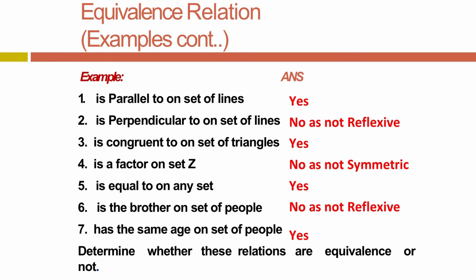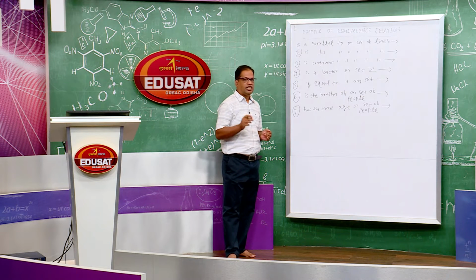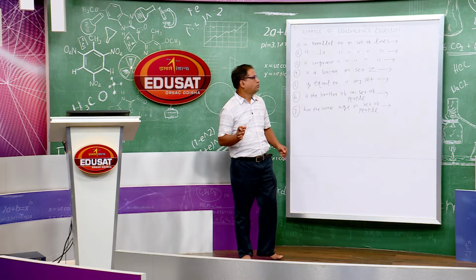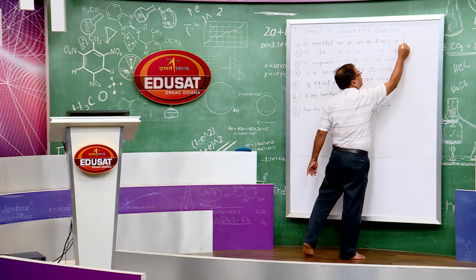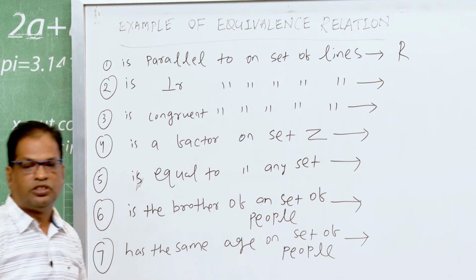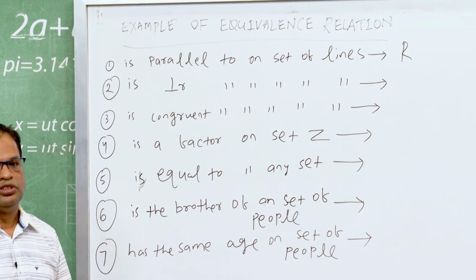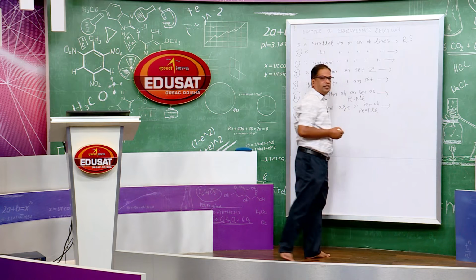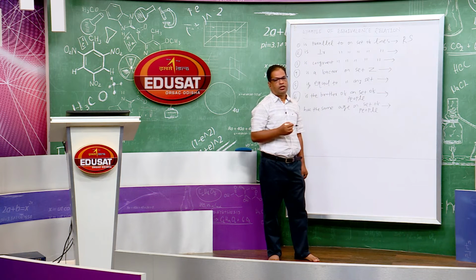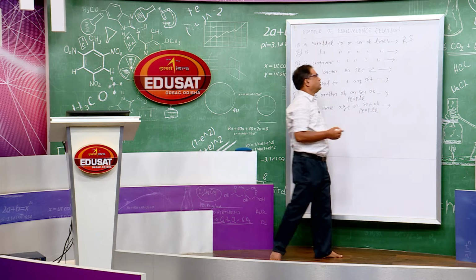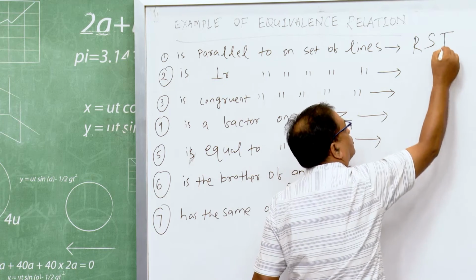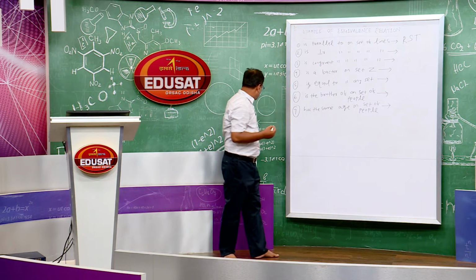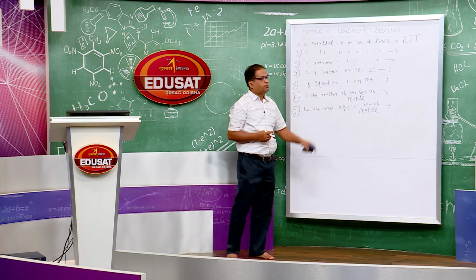Whether it is reflexive: any line is parallel to itself, that means L 1 parallel to L 1, L 2 parallel to L 2. So, this is reflexive. This is also symmetric because if L 1 is parallel to L 2, L 2 is automatically parallel to L 1. And finally, transitive: if L 1 is parallel to L 2 and L 2 is parallel to L 3, then automatically L 1 is parallel to L 3. So, this is transitive.